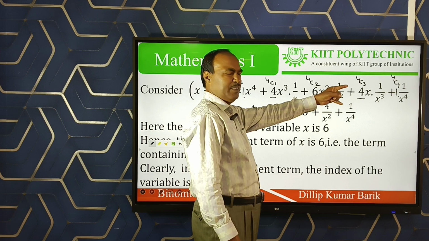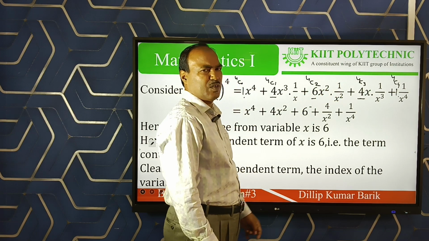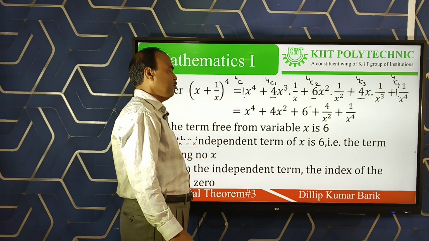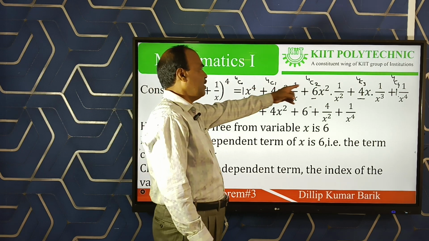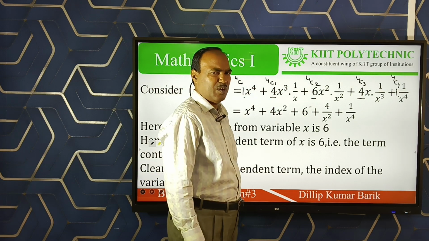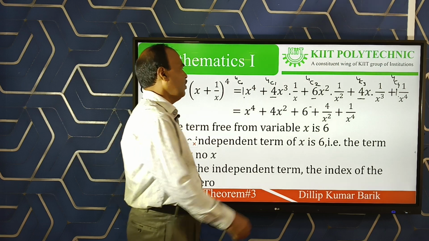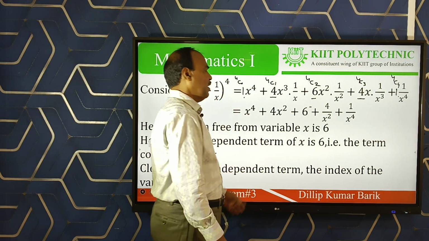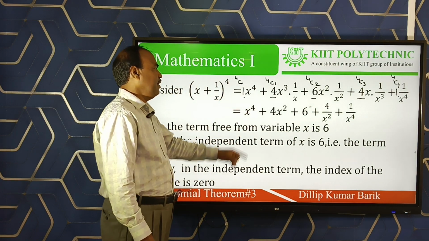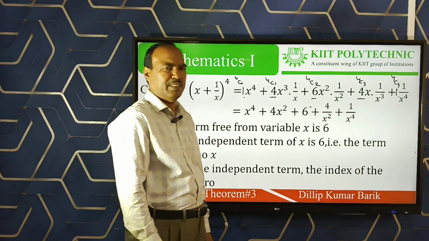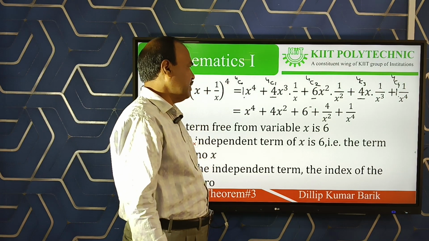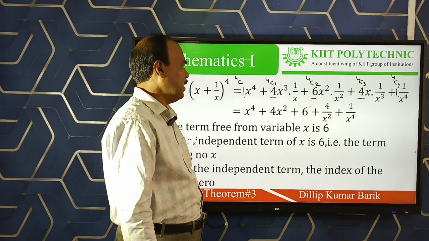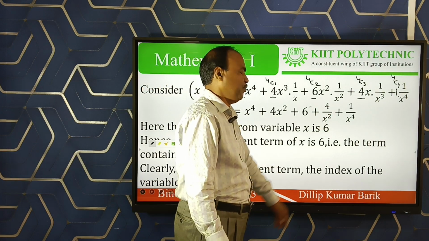4C0 and 4C4, either using combination notation or Pascal, both are 1. 4C1 and 4C3 using the combination formula, both are 4. 4C2 is 6. And after simplification, it will be x to the power 4 plus 4x square plus 6 plus 4 by x square plus 1 by x to the power 4.